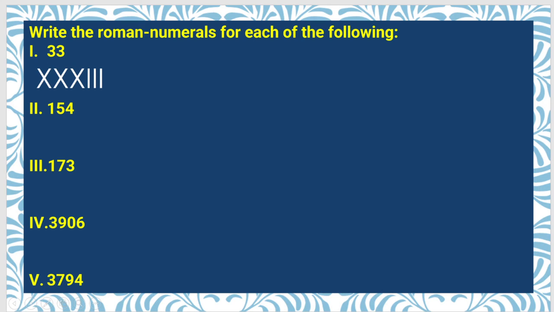Medical Xavier. M A D I C A L. Medical Xavier. M is for 1000. You can remember it like this. D is 500. You can just write this mnemonic before performing exams.